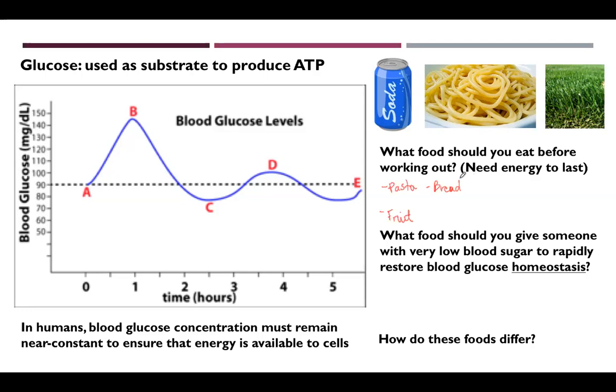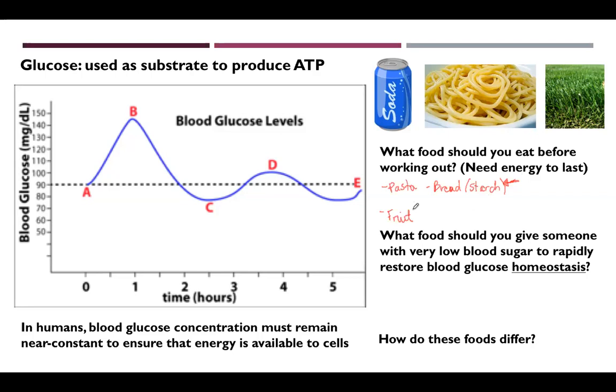Foods like pasta and bread are more starch, which means they're a longer polysaccharide. They take longer to break down because they have so many bonds to break. We can't use them right away. So when we say we want it to last, these are the kinds of foods we want to choose.